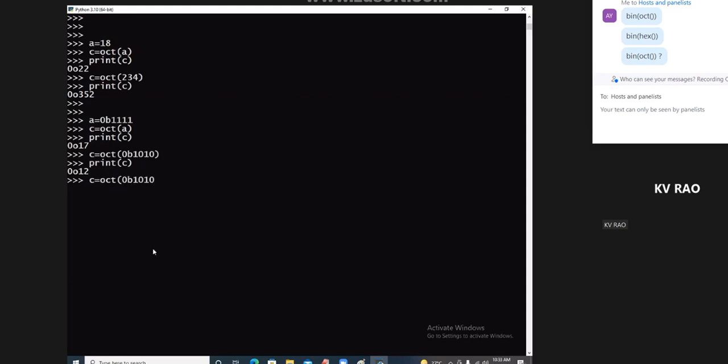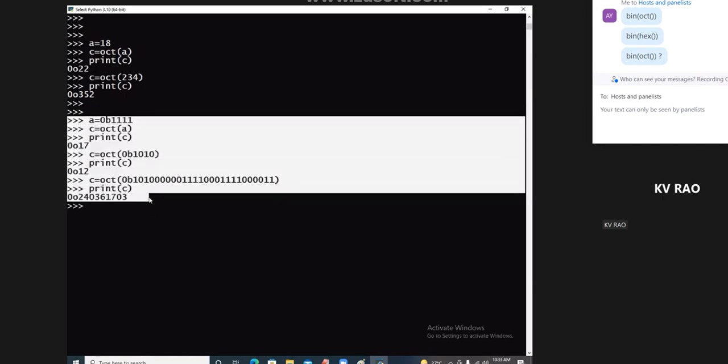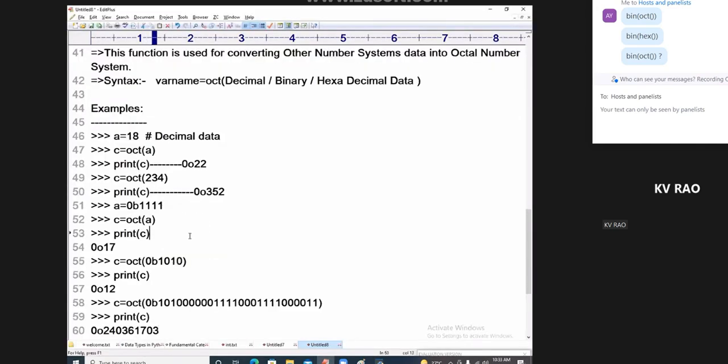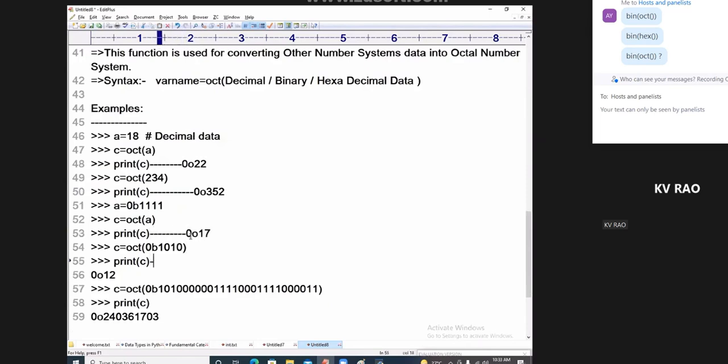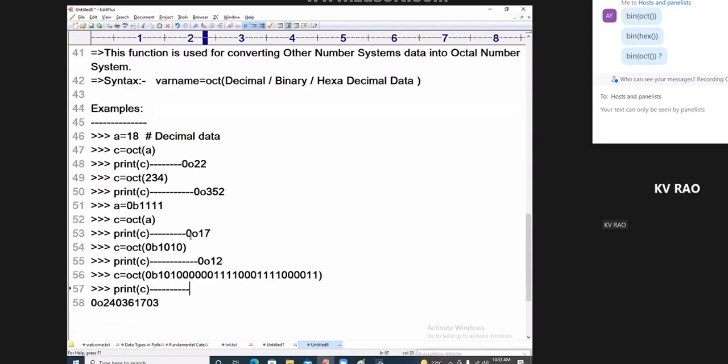I can say 0b010 000 111 00 111 00 111. Like this you can take it. Print of C. I got the data. This is octal data. Converted this entire thing into this. So any kind of conversions you want, we can make happily with that. Any such bigger numbers coming, we can happily convert.